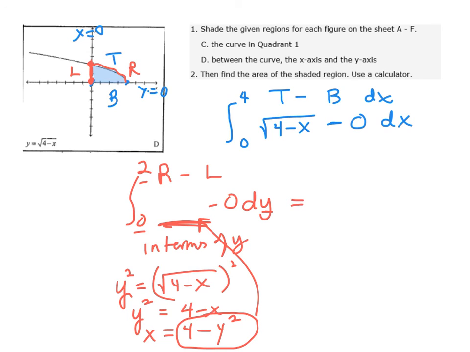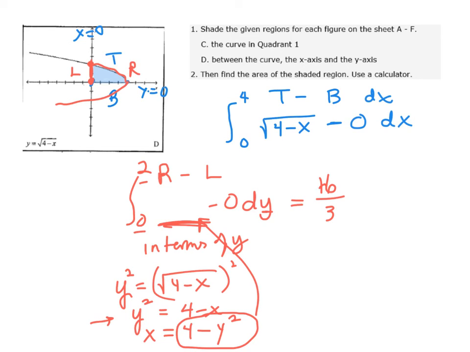And believe it or not, the answer is still going to be 16/3, because this y squared function is a sideways parabola, but I'm really only integrating from 0 to 2. So I get the same area. So that's a really interesting one.